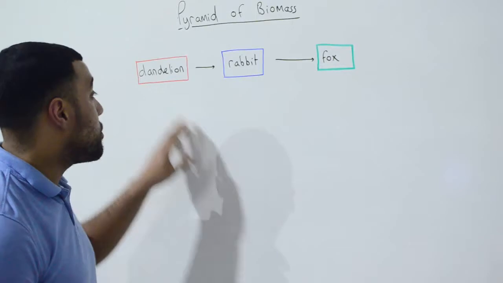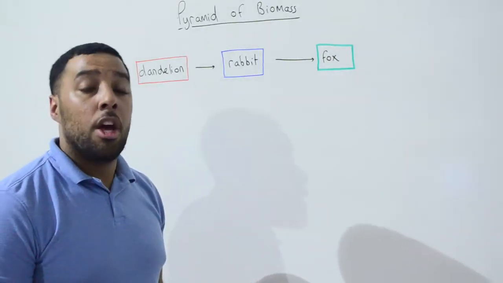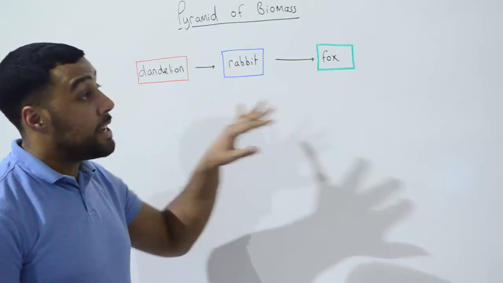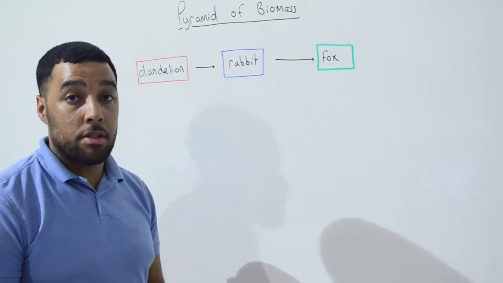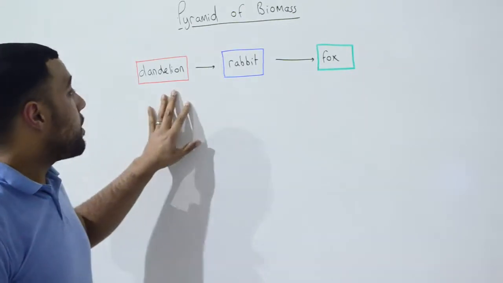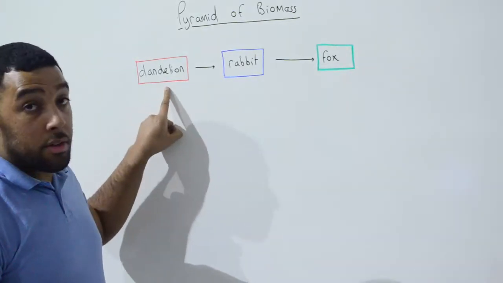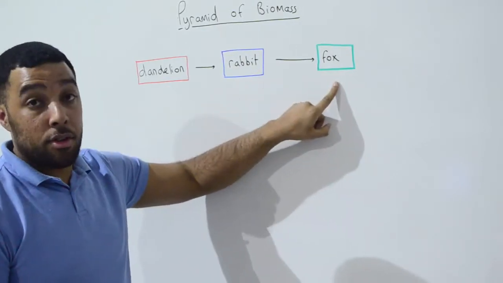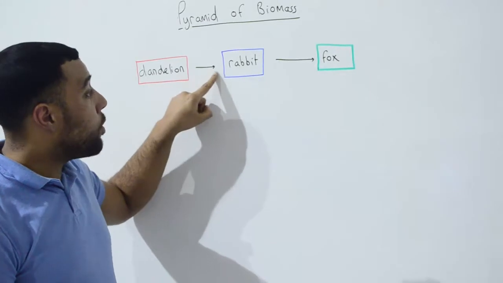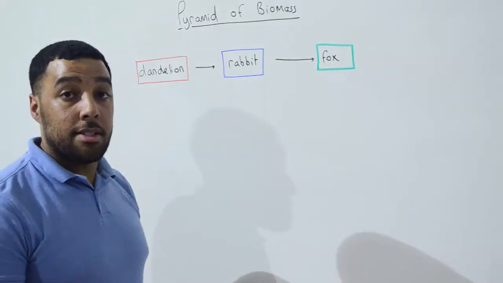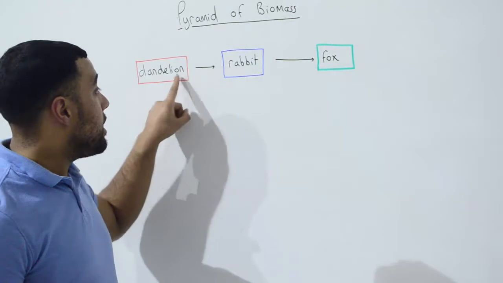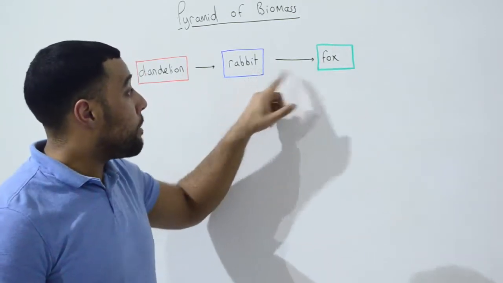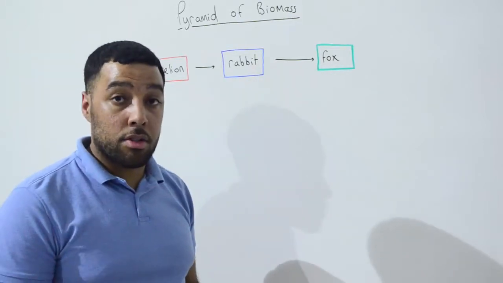You could be given a food chain that looks something like this in your exam, and you should know the different parts of that food chain and be able to turn it into a pyramid of biomass. This food chain here shows a dandelion being eaten by a rabbit, and the rabbit is being eaten by the fox, and you'll see that the arrow points towards what is eating what. So the rabbit eats the dandelion, that's why the arrow points to the rabbit. And the fox eats the rabbit, that's why the arrow is pointing to the fox.